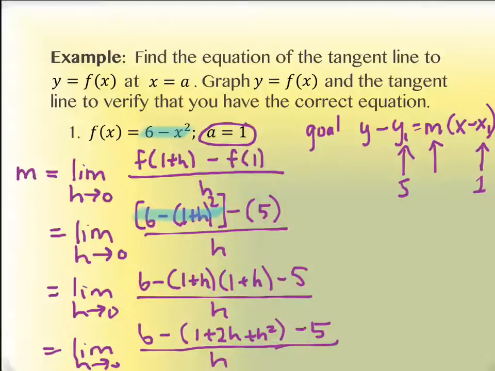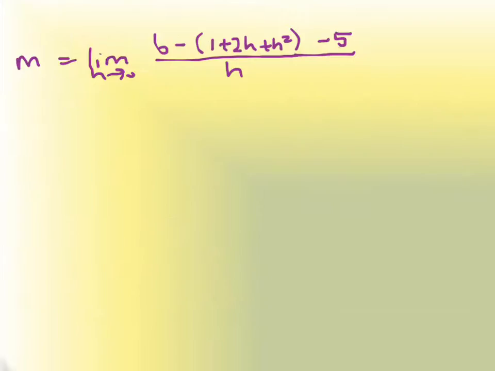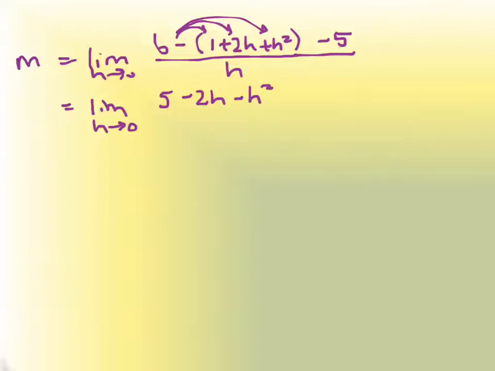All right, you guys ready to simplify the expression a little bit more? Some of you have already started, I can tell. Okay, so I've got the limit as h goes to 0. 6 minus 1, that's 5. I'm distributing my negative through. And then I have minus 2h and minus h squared, minus my 5, over h. Now what? Subtract 5. Yeah, this 5 and this 5 add to 0, right? Subtract h. And then we're going to factor an h out of the numerator.